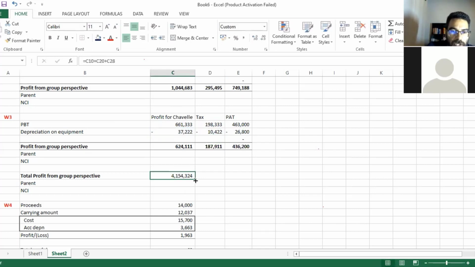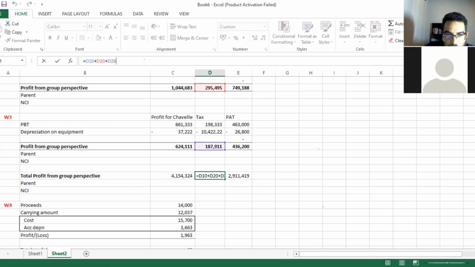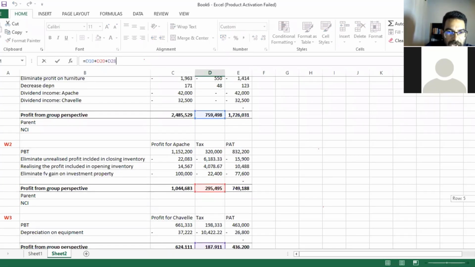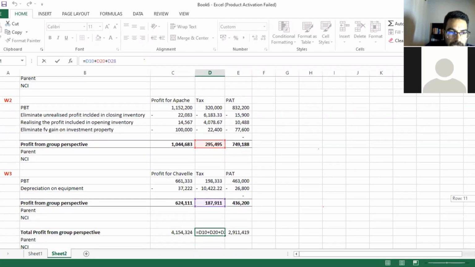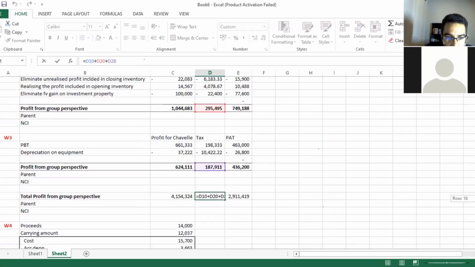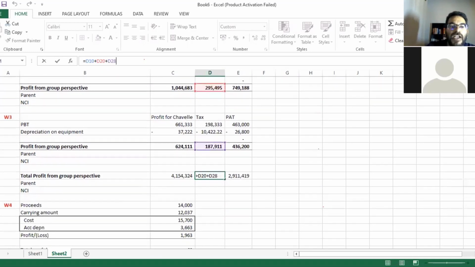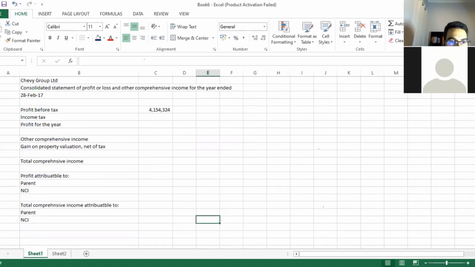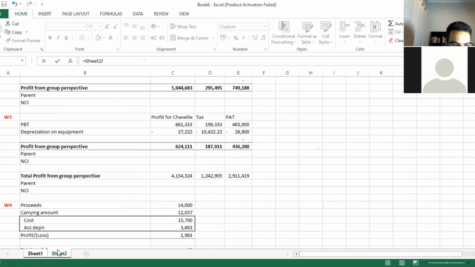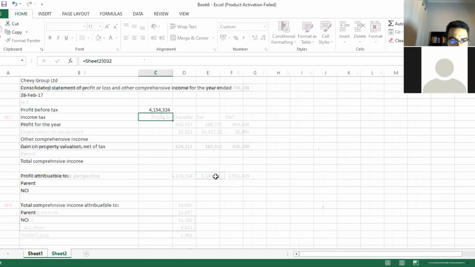Now I can work out my total. Remember, my total is the sum of all of them. So it is the 759 of the parent. It is from a group perspective. It is the 295 from APAC from a group perspective. It is the 187,911 from Chevelle from a group perspective, which is 1,242,905. I go over here. I'm going to say equal 1,242,905.